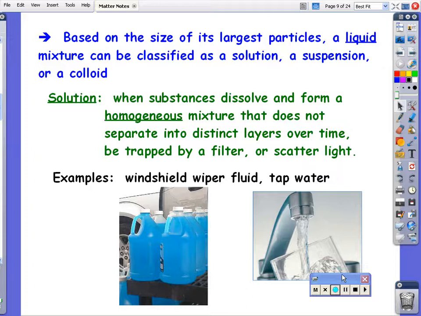Tap water is a good example because tap water has metals, and it also has chlorine and other additives in it, fluorine as well, fluoride. But these things are so thoroughly mixed together, you can't see them, you can't distinguish them. If you let them sit over time, they will not settle out. They'll just stay in the water.